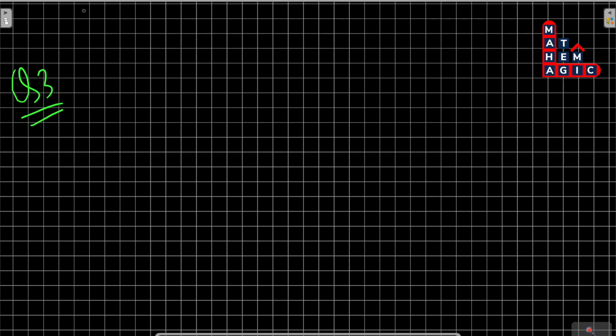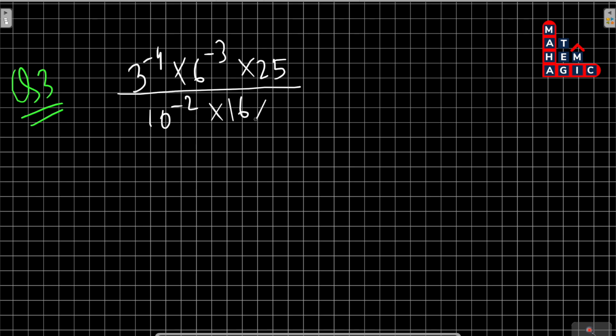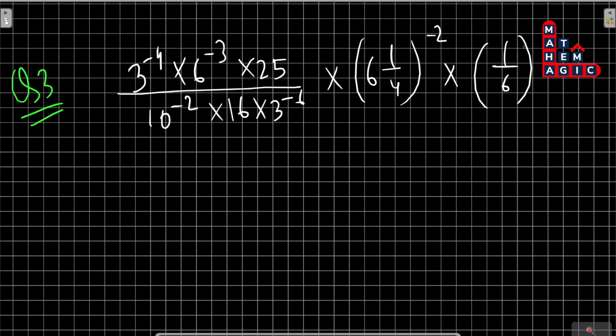The sum looks like this. It's given like (-3 plus 3) whole to the power 4, and then multiplied by 6 to the power -3, and then into 25, whole divided by 10 to the power -2 into 16, and then into 3 to the power -6, and then into (6 and 1 by 4) whole to the power -2, and then into (1 by 6) whole to the power -1.